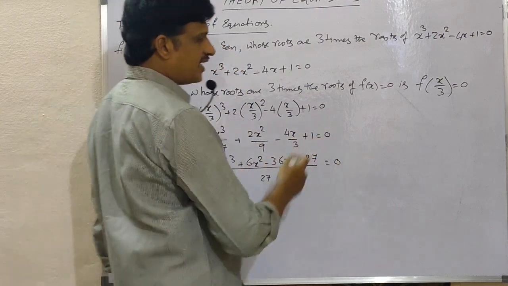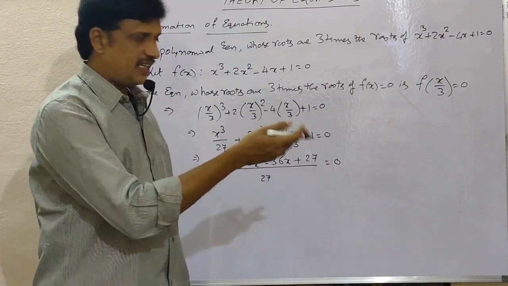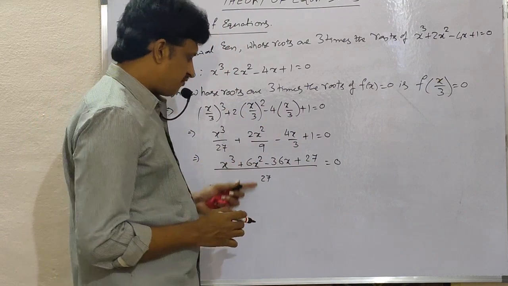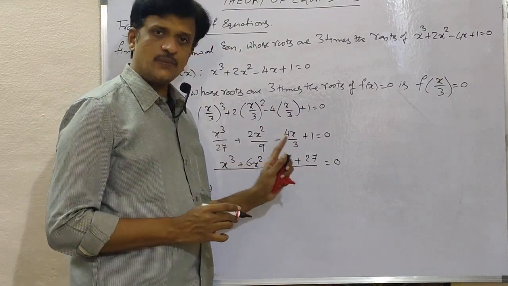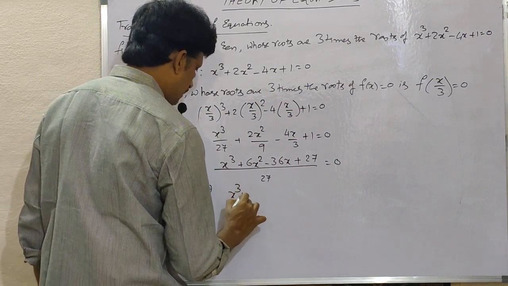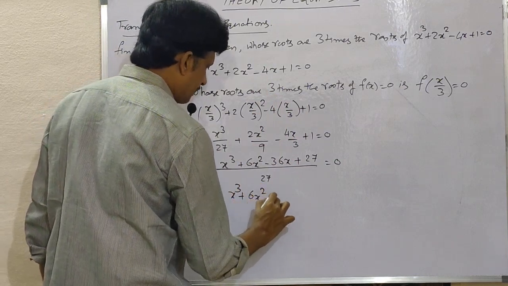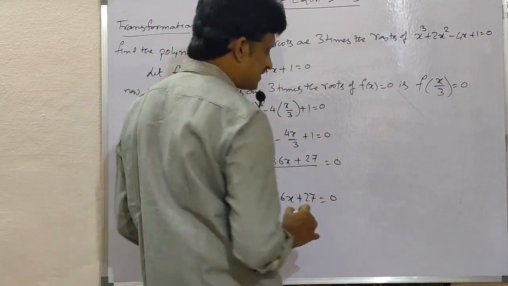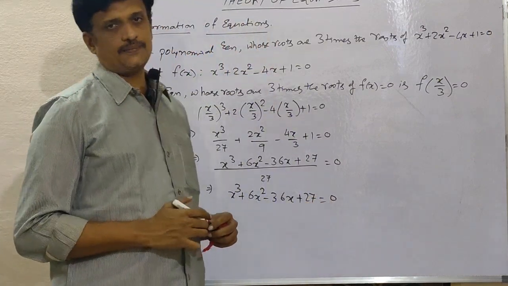Now this denominator, if we write it in the RHS part, will be 0 into 27, that is 0. Otherwise, a fraction is 0 only when the numerator is 0. This gives x cube plus 6x square minus 36x plus 27 equal to 0 is the required polynomial.